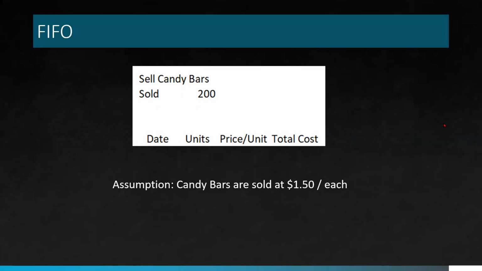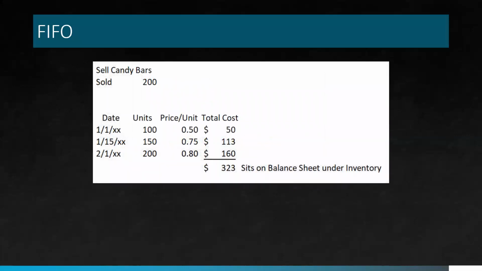But through the months, I've been making purchases, right? So on January 1st of whatever year, I buy 100 units of these candy bars. And the vendor that I was working with was charging me 50 cents. So the total cost for that inventory to sit in my inventory is $50. It's the 100 times the 50 cents.